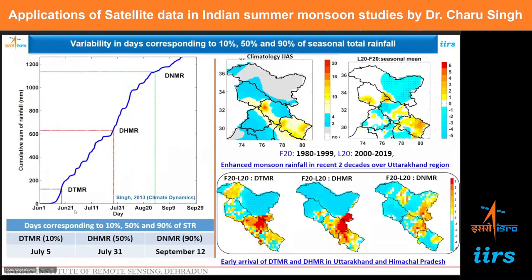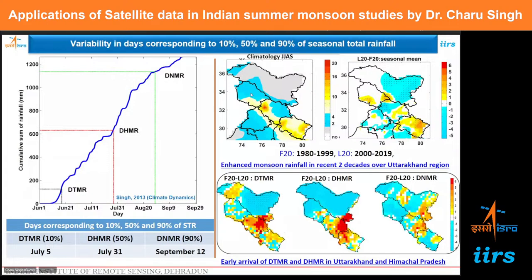Now there is another method to see the variability of the Indian summer monsoon, in terms of the various dates corresponding to the 10%, 50% and 90% of the seasonal total rainfall. These are basically dates. Generally, when people study the variability of monsoon season rainfall, they just study the intensity or amount of the rainfall. These are basically the dates, so that can also be defined using this method.